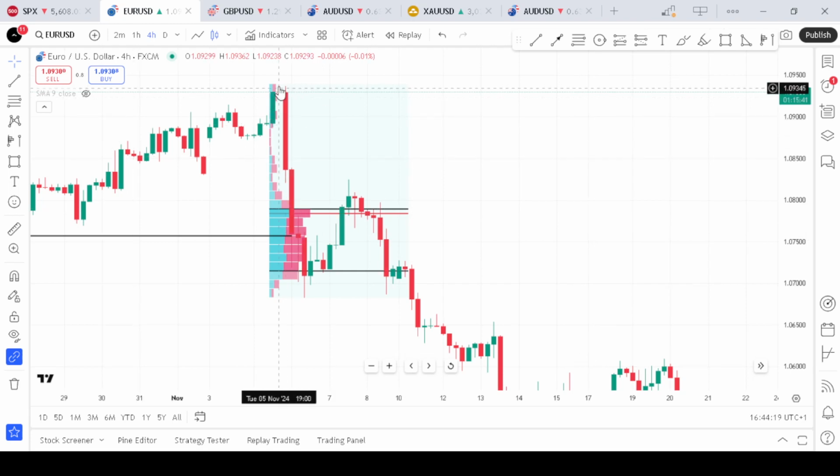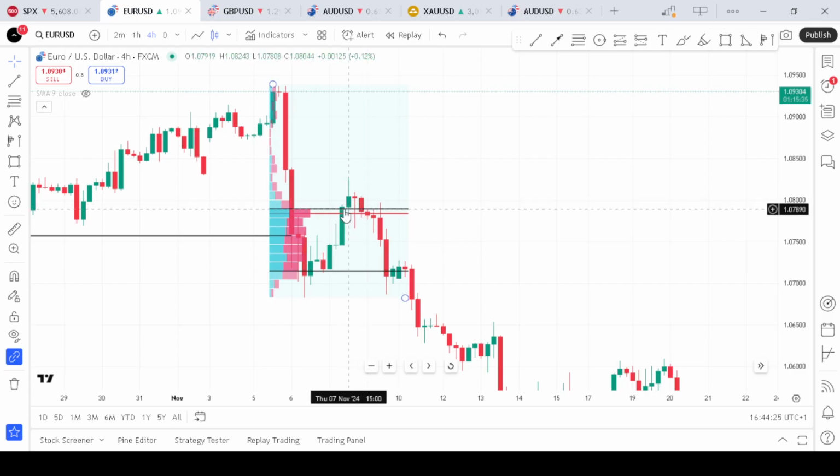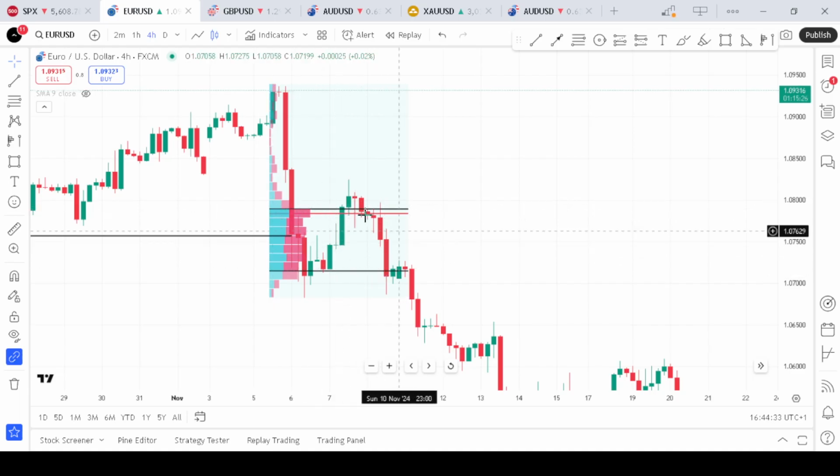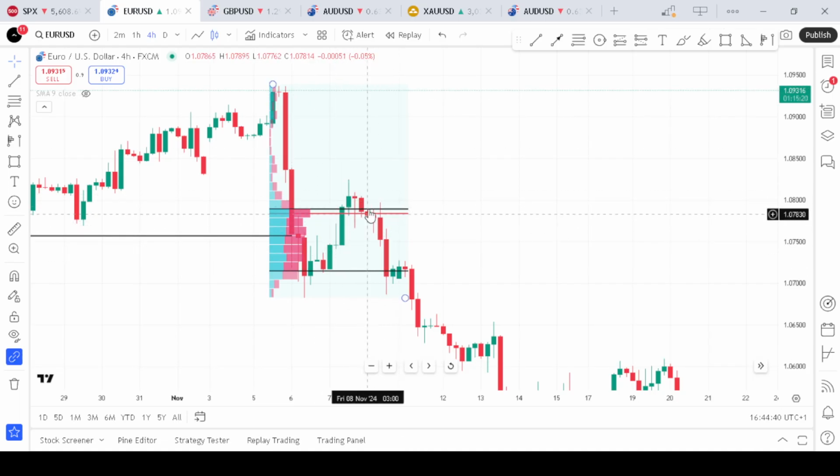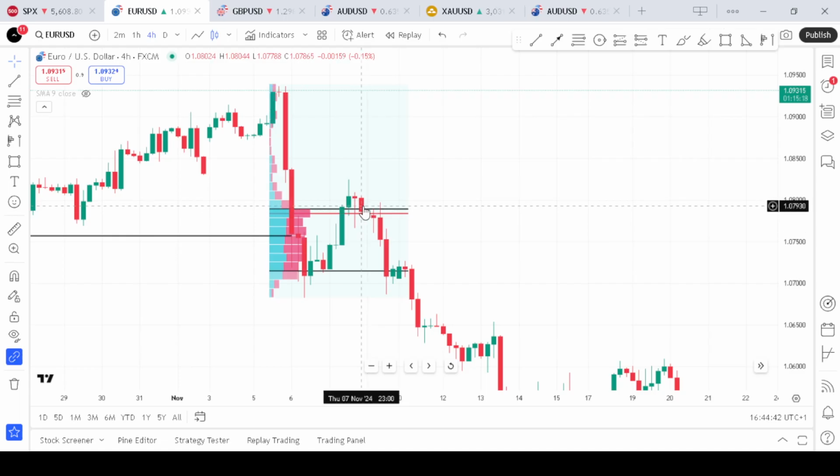After drawing out our fixed volume range, we can notice that it has marked out an area where much activity occurred. And remember that this value area, from this high to this low, is the area where 70% of trading activity is done. So this is the area where we are expecting to enter this particular trading setup.